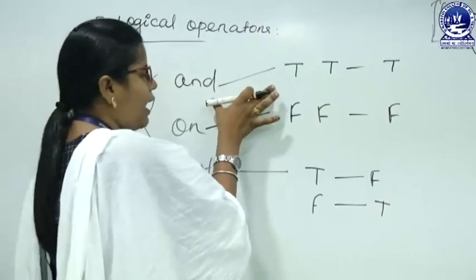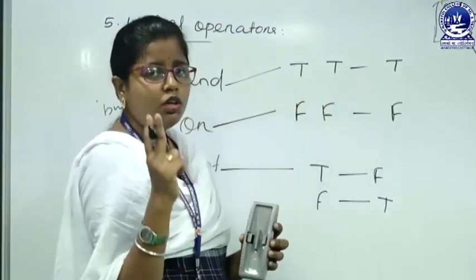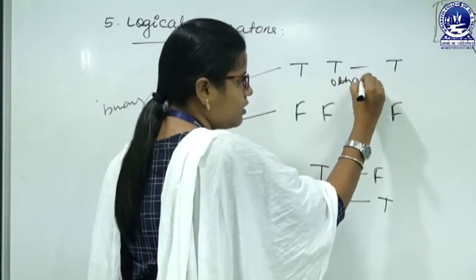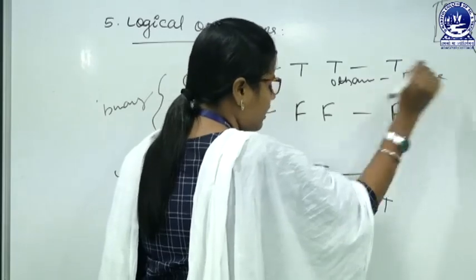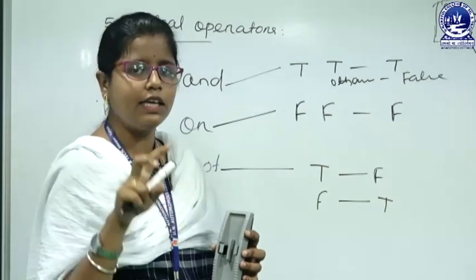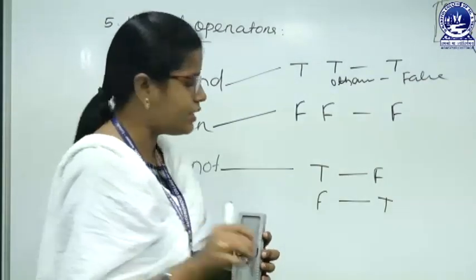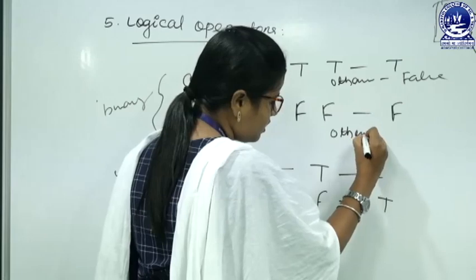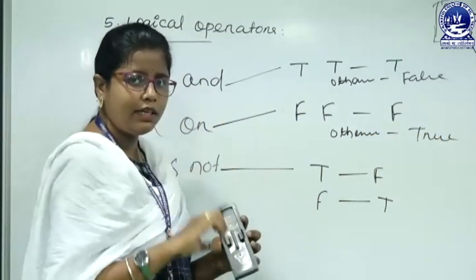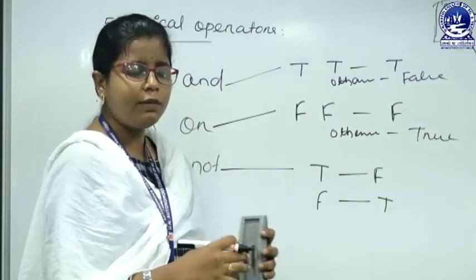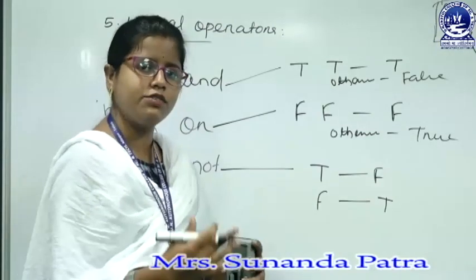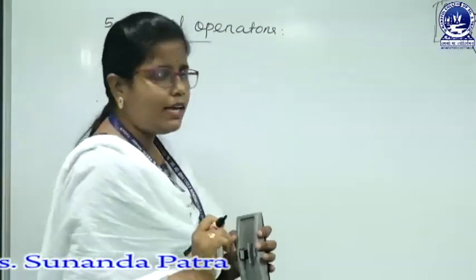So, in case of AND, if we have two true statements, then we will get true, otherwise false. And in case of OR, if we have two false statements, then the answer will be false, otherwise it is true. And in case of NOT, if the statement is true, then it will complement. That means it will negate, giving me false, and if the statement is false, then it will give me the result as true. So, take an example.